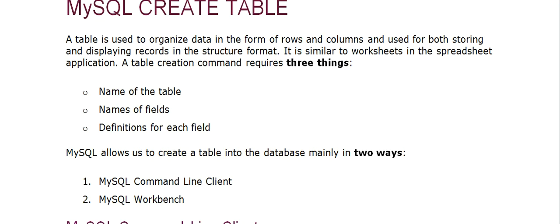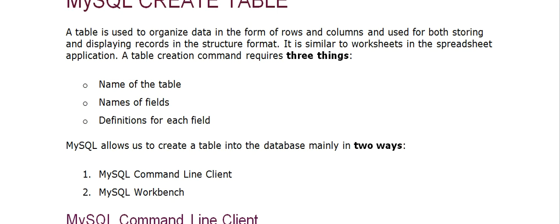So here the table will be there. This is the main thing which will be used for storing the information. For table creation commands, we have three things. The name of the table is required for creating the table, the names of the fields are required, and the definition for each field. Okay, so you can create a table by both ways, command line as well as Workbench, but we will emphasize more on the command line.